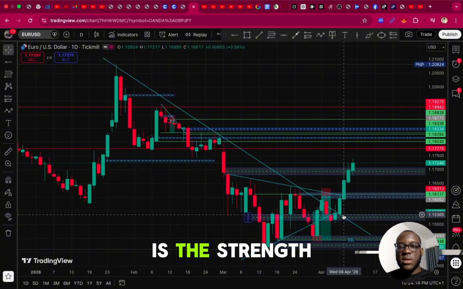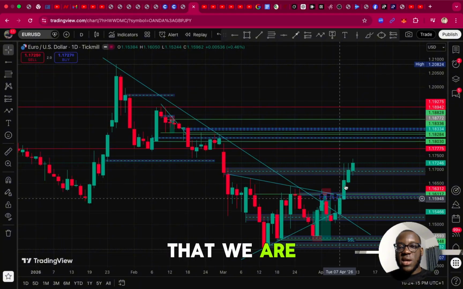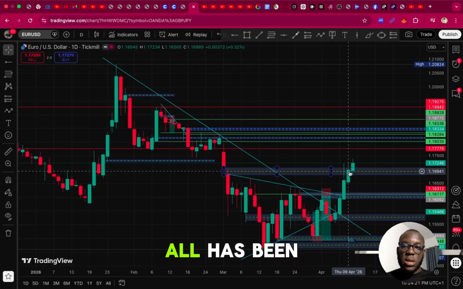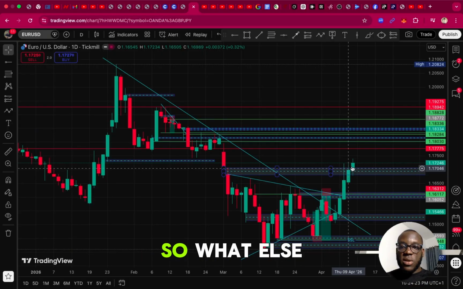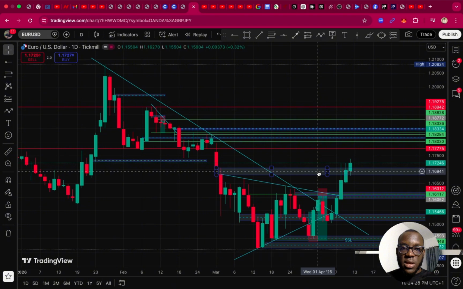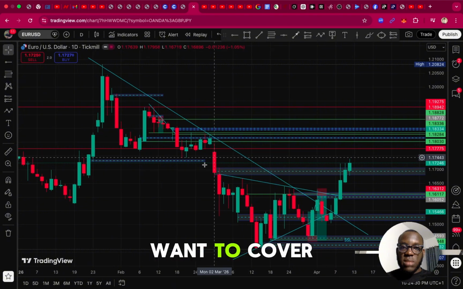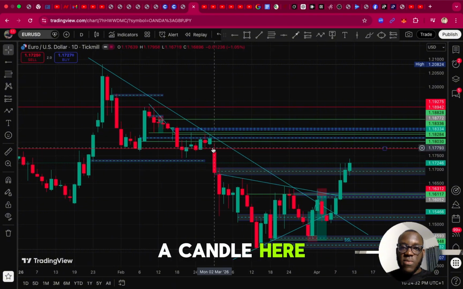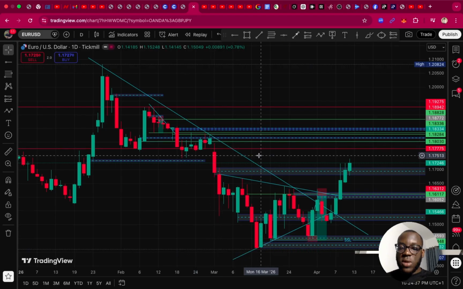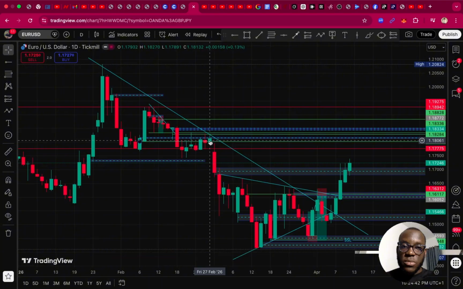One of it is the strength of the candles that we're seeing here, and it's actually not looking weak, it has been looking so strong. So what else I feel might be happening here is that the market might want to cover a gap with a candle here, fully close, thereby mitigating with this particular order block.